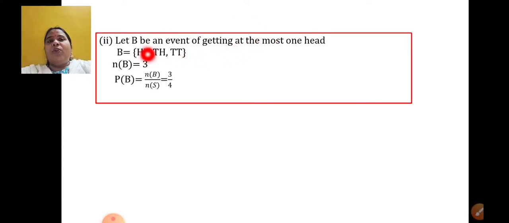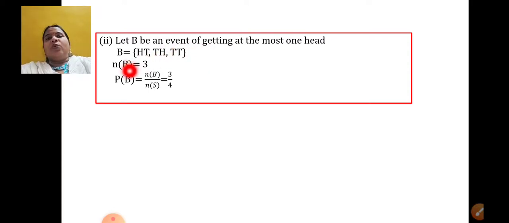As I have explained to you, HT and TH definitely will be there. Maximum one head. Yes, even if it is not there, it has to be taken. So TT also will be taken. HH will not be taken because then it will be more than one. At the most, maximum one, not more than one. Yes, less also can be considered. So TT also has to be taken.